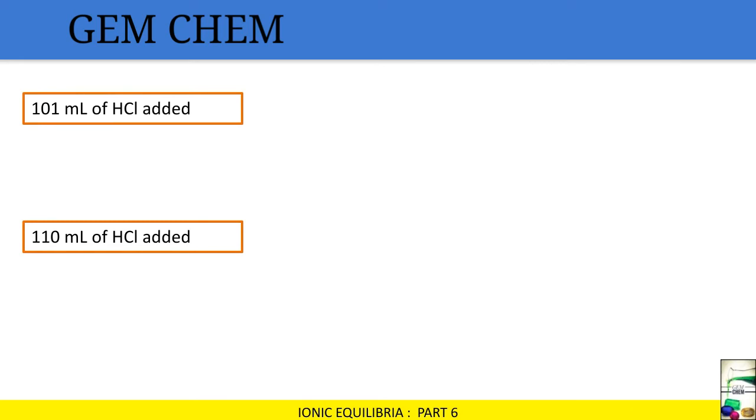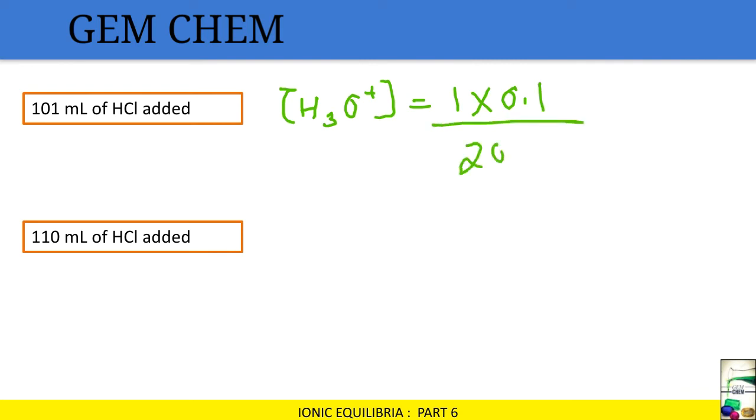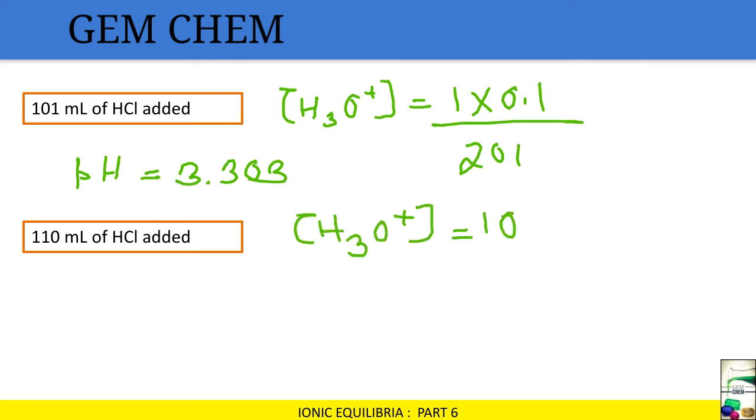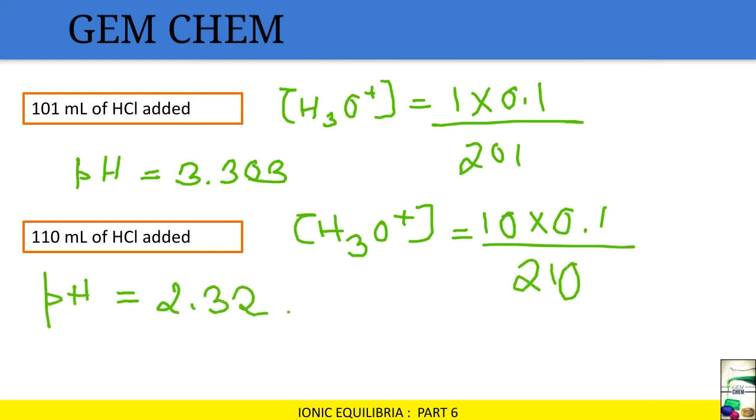Now we will go for 101 ml. So here H3O plus is 1 ml extra into 0.1 divided by 201. So pH comes to be 3.303. Here H3O plus and 10 ml extra. So ultimately this pH comes to be about 2.32.